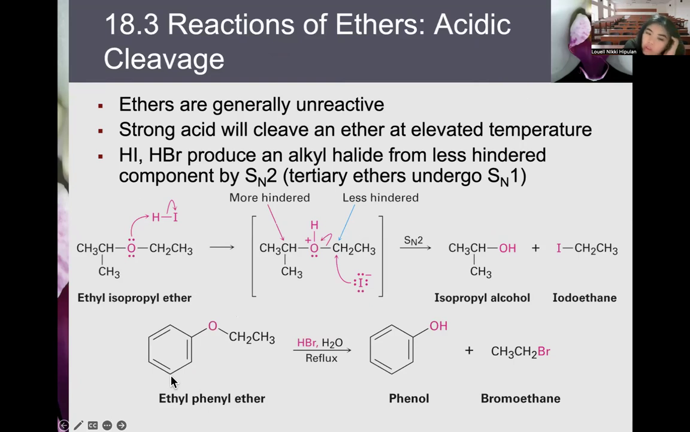Here's another example. If you have ethyl, this is the ethyl group, and then you have your phenyl ether. So you will react it with a strong acid such as bromic acid. So you will produce an alcohol, phenol, specifically the phenol. It will cleave through your ether to produce the phenol, and then the halogen group will attach to the other substituent or the other R group. So you will have your bromoethane.